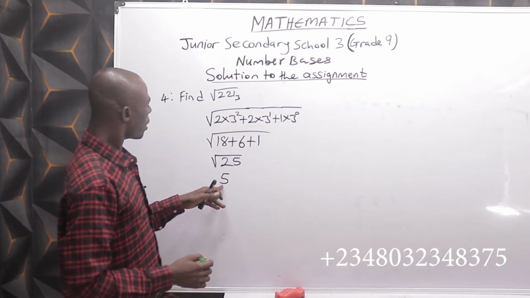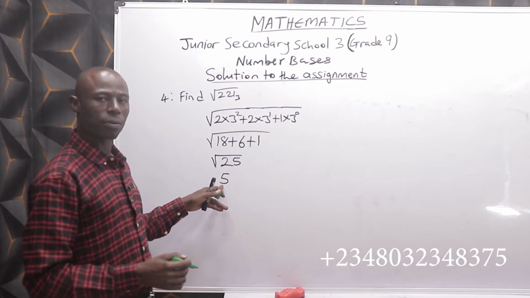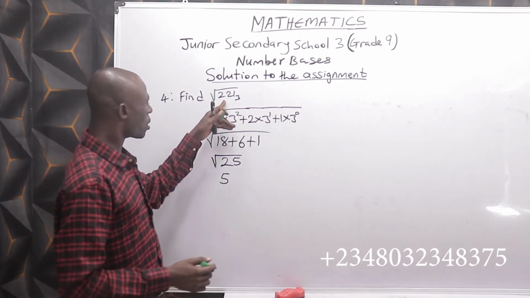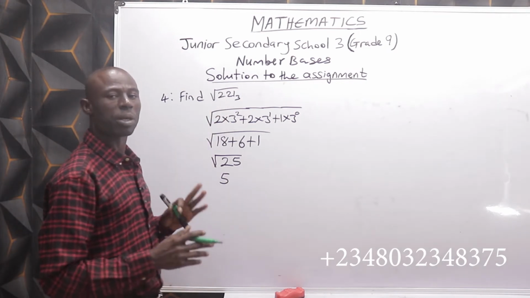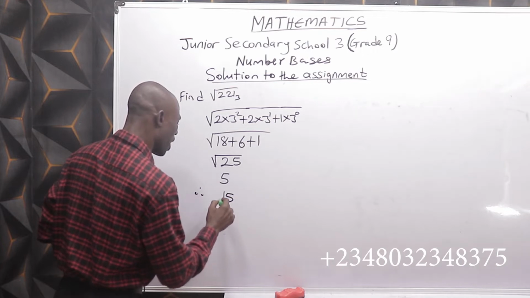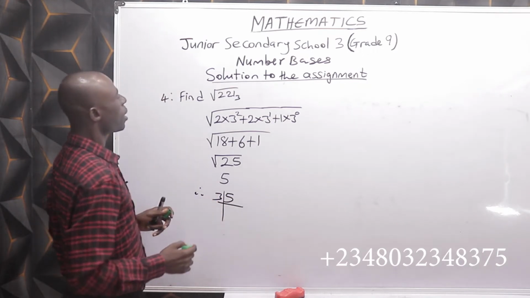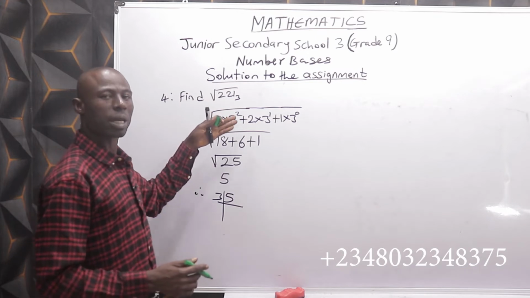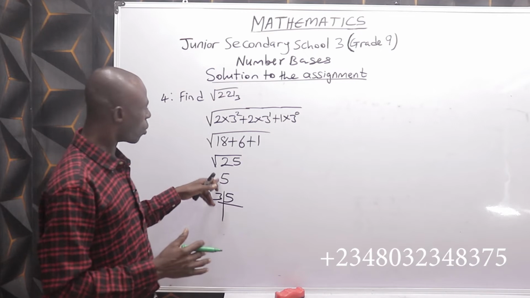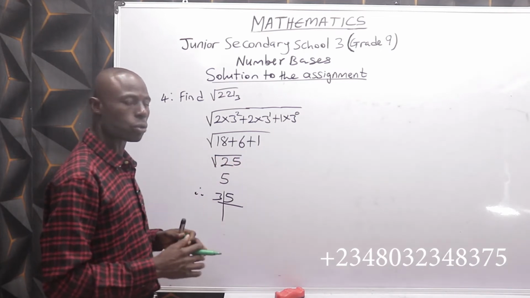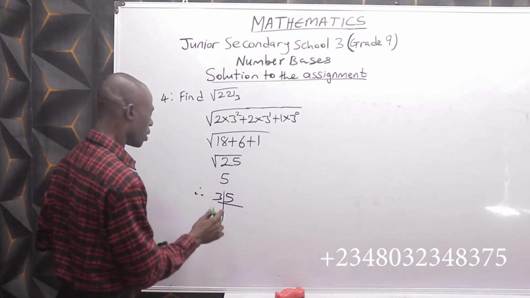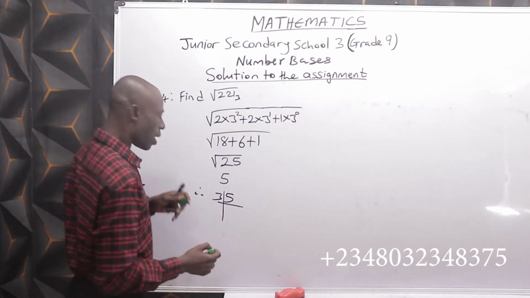So now that you get 5, this 5 is in base 10. But the question is in base 3. Therefore, you convert this 5 back to base 3. Because the question is in base 3, and your answer here is in base 10, because we have converted the number inside the root to base 10. So we have to convert it back to base 3. That would be the final answer.